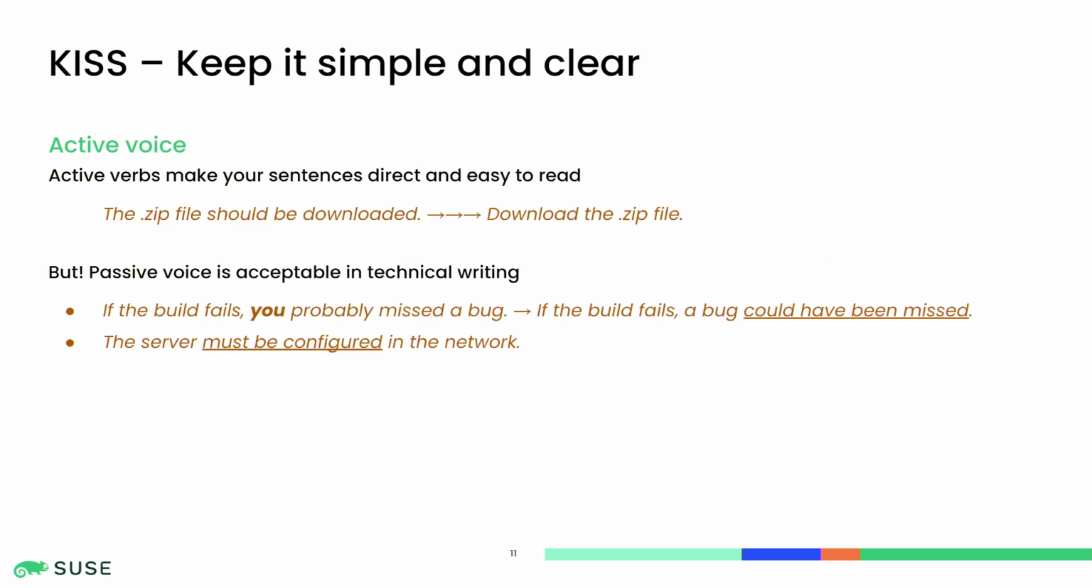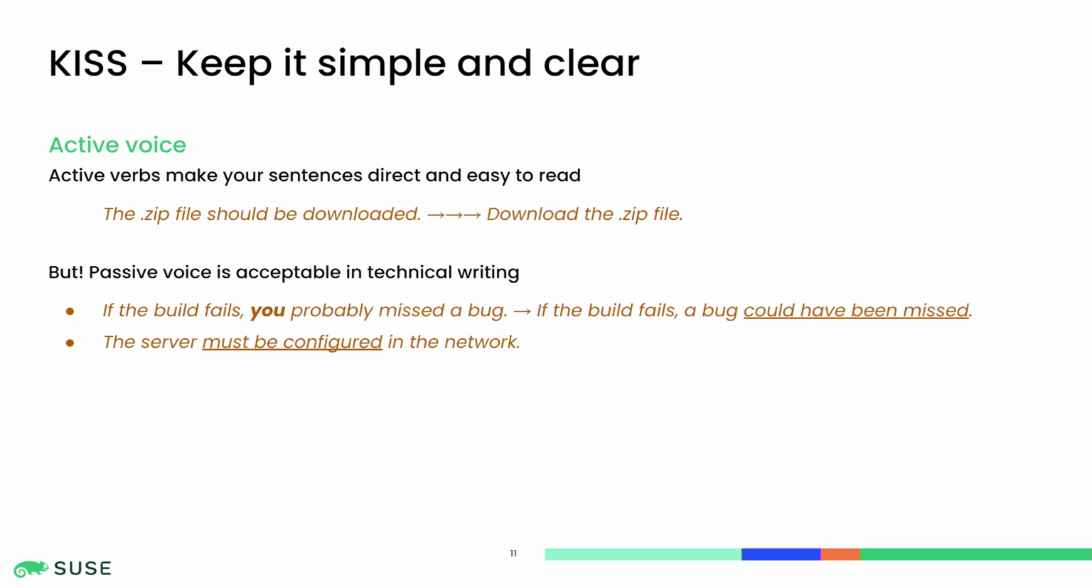Next point is using active voice. So yeah, we all know that it works for almost all forms of writing, that active verbs make text more direct and easier to read, and passive constructions can make sentences more confusing and just simply longer.